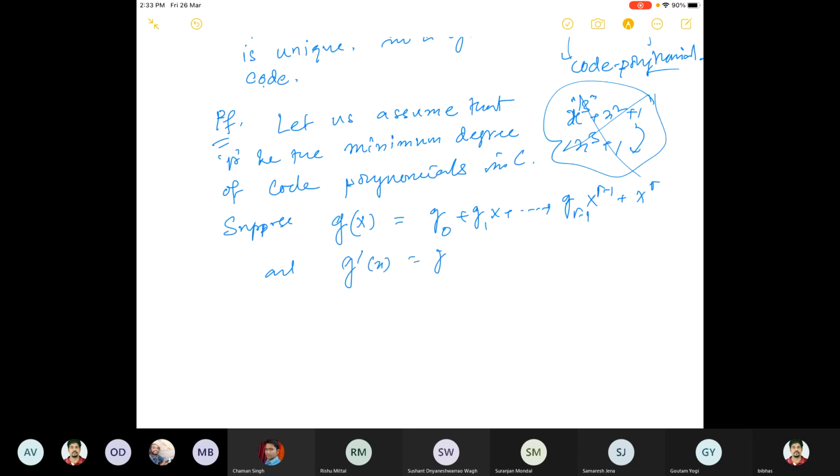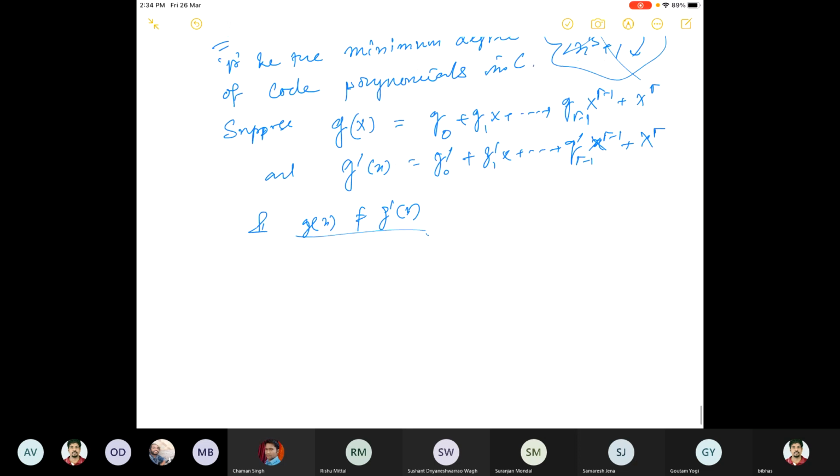is a g dashed. Okay, so g dashed, g0' plus g1'x plus dot dot dot plus g(r-1)' x to the power r minus 1. Let me write capital X. So plus x to the power r. Suppose these two are polynomials of lowest degree r inside the cyclic code C. And also suppose, of course, g(x) is not equal to g'(x). Suppose it is the case. Okay, there are two such, or you may forget about this, and then you will see what will happen.